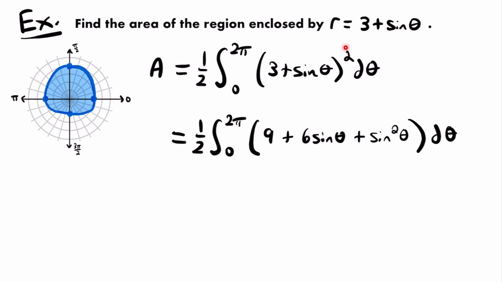Okay, so now that we have squared this quantity, we have all three of its resulting terms, we can now work on integrating each of these terms individually. Now 9 and 6 times sine theta are pretty easy terms to integrate, right? 9 is a constant, and the integral of sine is a negative cosine. But sine squared theta is a little bit more difficult. That's going to require some extra steps.